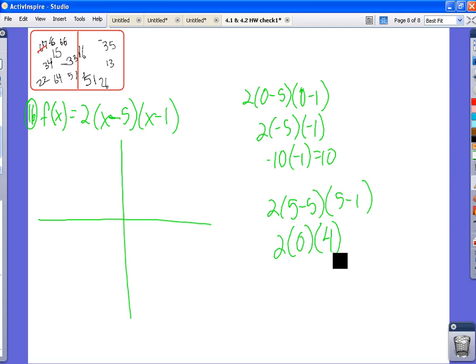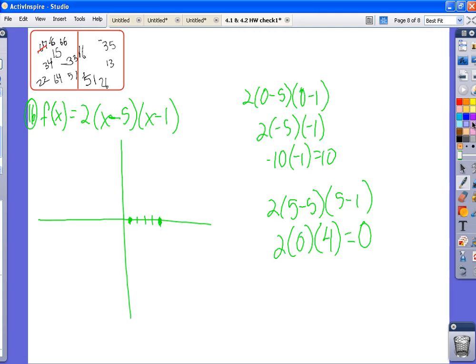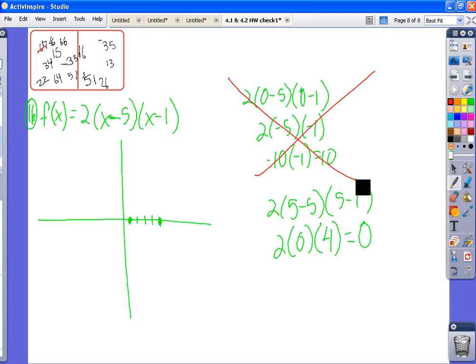Zero times everything is zero. What else? 1, so 5, 1 and 5. Somebody guessed 0. It didn't work. So 5. Well, I think it's 3. This? 3. It didn't work. Just guessing. Okay.